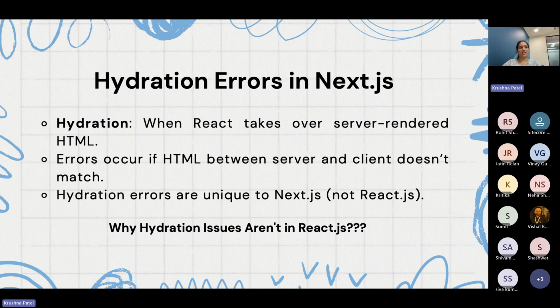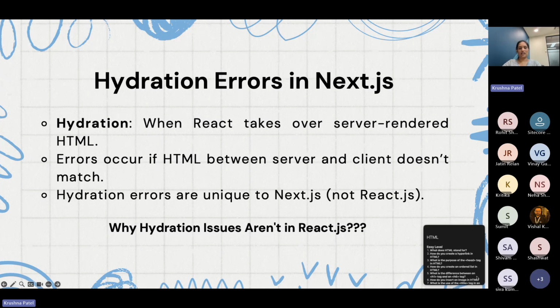For example, I was ordering a pizza and I added some different toppings like tomato and olives, and when I receive my pizza, it gives me paneer or capsicum. So both are not matching. At that time it gives us a hydration error. So why does it occur in Next.js only and why not elsewhere?